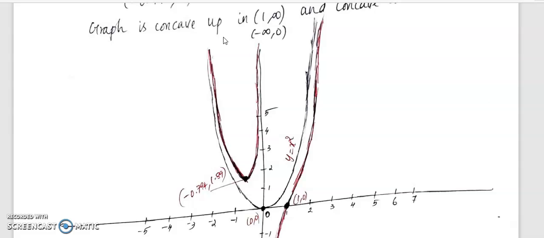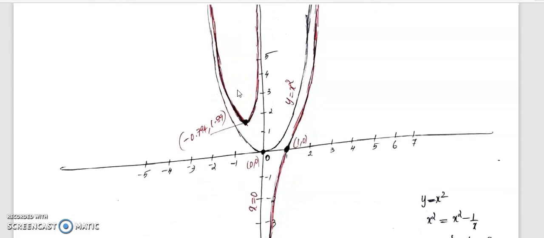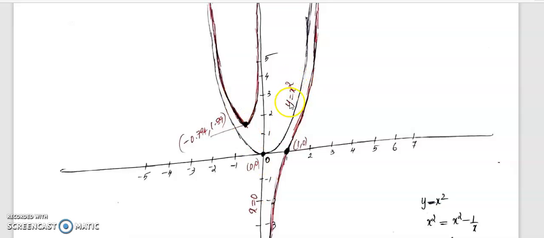So this is the required graph of the function. So the asymptotes are marked here. So y equal to x square is a curvilinear asymptote, and x equal to 0 is the asymptote. So that is the curve of your function.